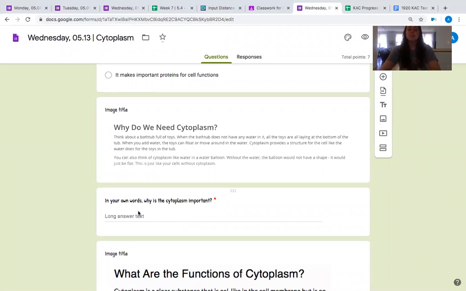Anyways, in your own words, why is the cytoplasm important? So take a couple moments to type that here. There's a couple different things you could write, so I'm not going to tell you, but I want to see what you write. So the cytoplasm is important because, and you should be typing.